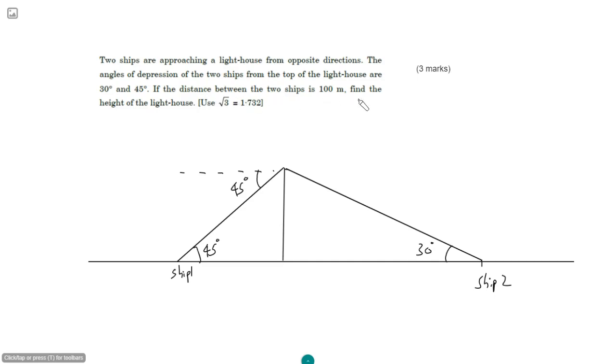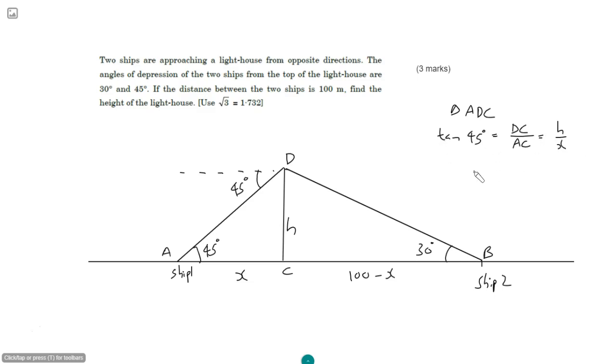If the distance between the two ships is 100 meters, this distance AB is 100 meters. So if AC is x, then CB is going to be 100 minus x, right? Because the whole distance AB is 100 meters. Now let's take the height of the lighthouse as h. Let's name this point as D. If you look at triangle ADC and use tan 45 degrees, tan 45 is going to be DC by AC, that's h by x, right?